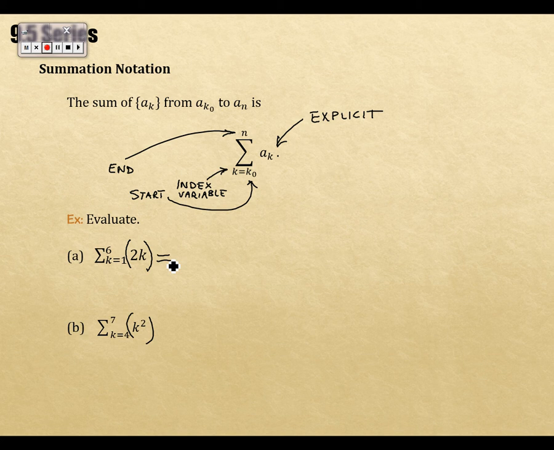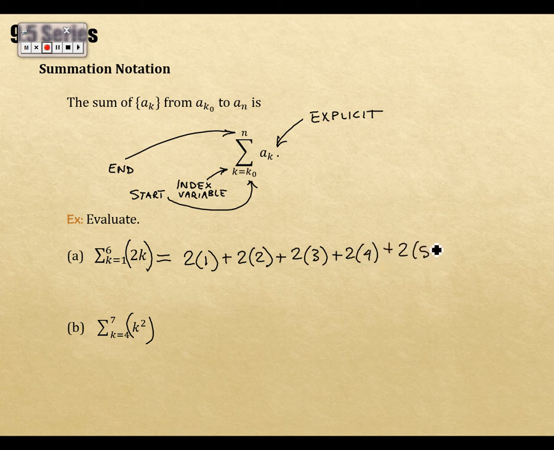That is to say, let k be 1. That would give us 2 times 1. Let k be 2, 2 times 2. Plus 2 times 3. Plus 2 times 4. Plus 2 times 5. Plus 2 times 6. All right, and what does that come out to be? You can just add it up by hand if you like, however you want to do it.